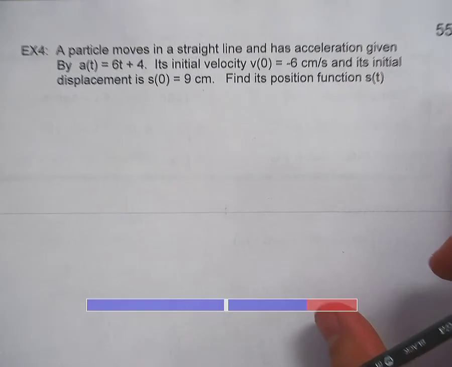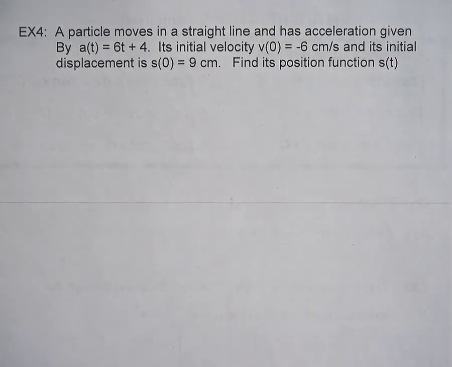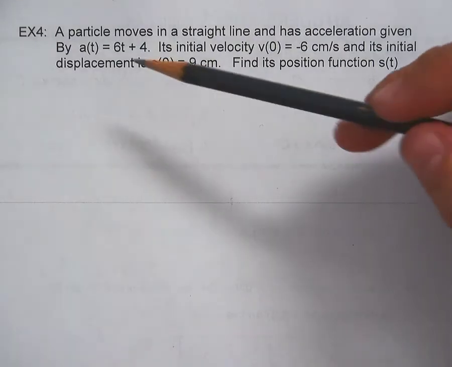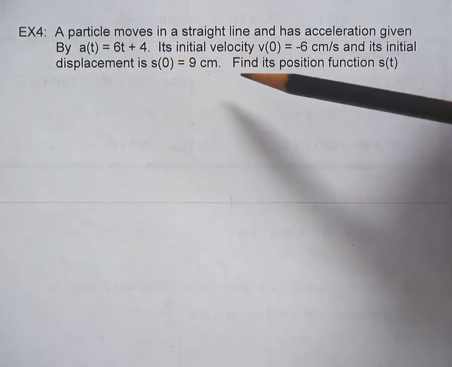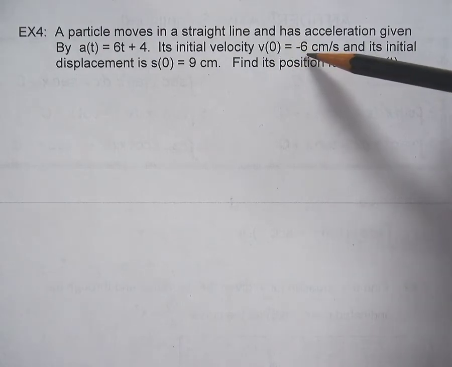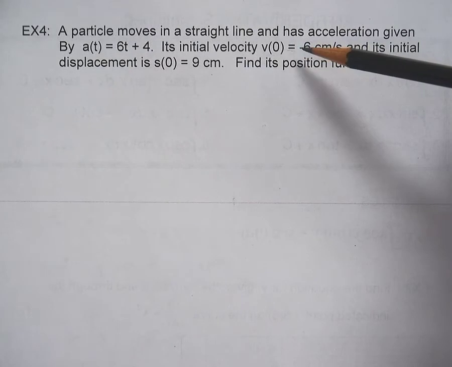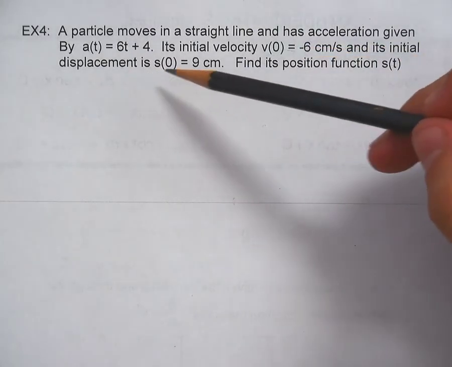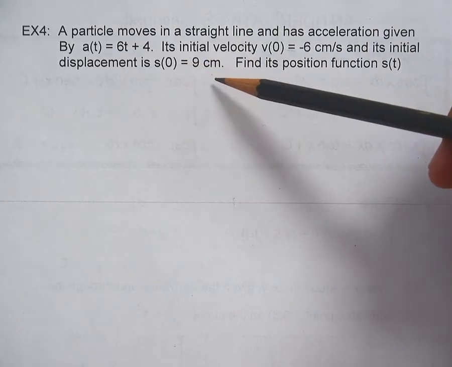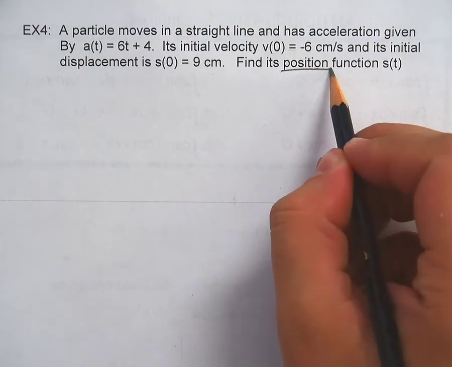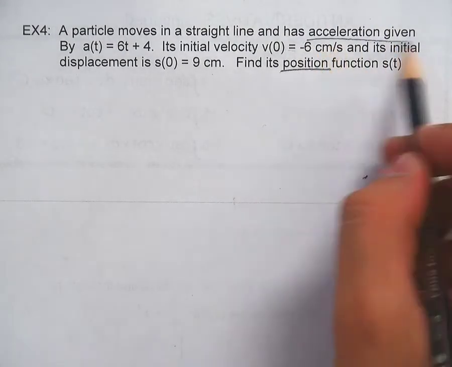So let's actually do an application question now. Number 4. Here we go, particles in motion. A particle moves in a straight line and has acceleration given here. Its initial velocity, v of 0, is negative 6, so they just gave me a point. When time is 0, your velocity is negative 6. And its initial displacement, s of 0, is 9. Okay, find the position.